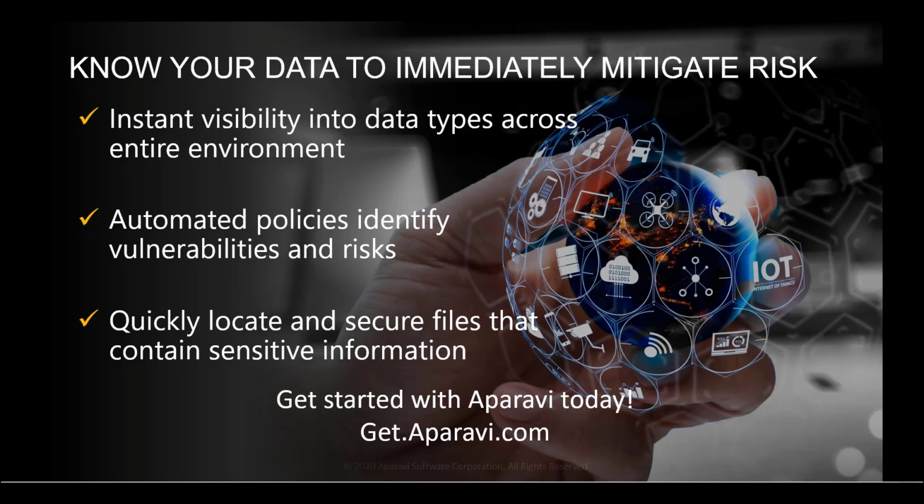In this demonstration, we showed you how to mitigate risk immediately using the Aparavi Platform by getting instant visibility into different data types across your entire environment. We also showed you how to execute automated classification policies to help identify those vulnerabilities and risks located within your dataset. And then of course how to quickly locate and then be able to secure files that may contain sensitive information.